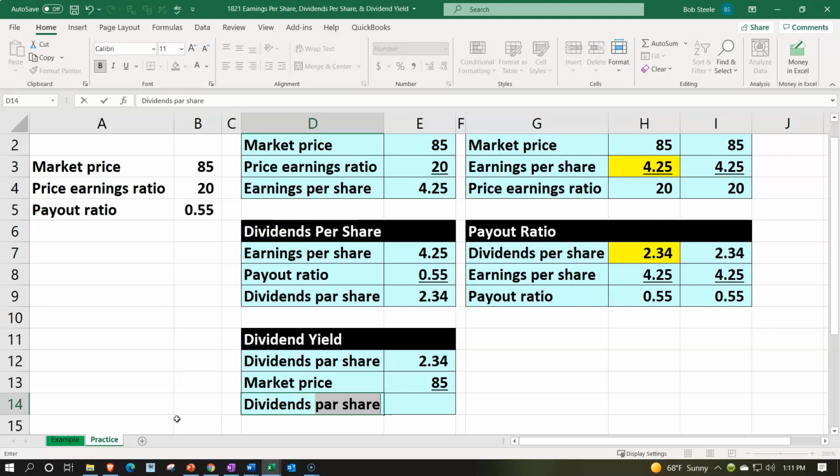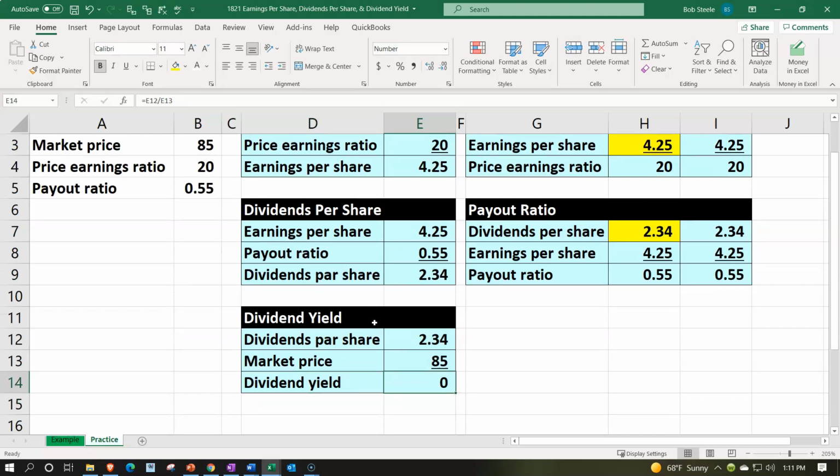Dividend yield then is going to be, and I'd misspelled yield. Dividend yield is going to be then equal to the 2.34 divided by the 85. So we're going to say number group, percentify that, and add a couple decimals, so we're at the 2.75. So there's the dividend yield.